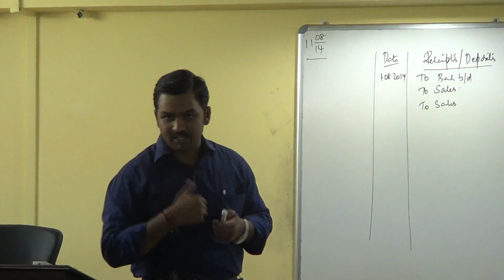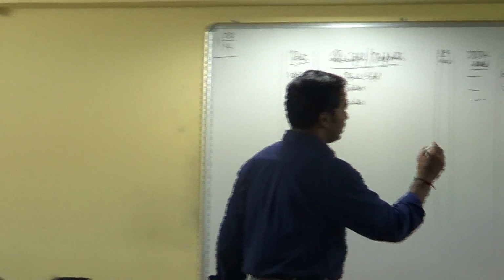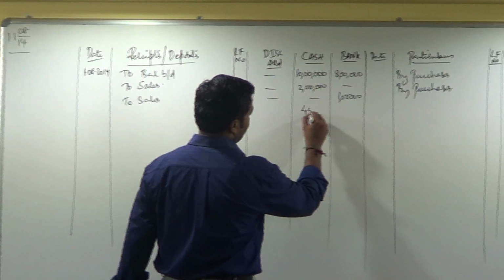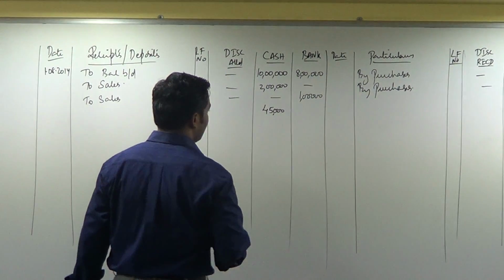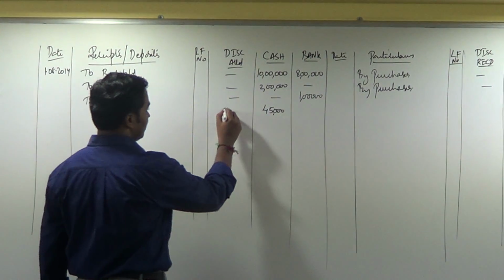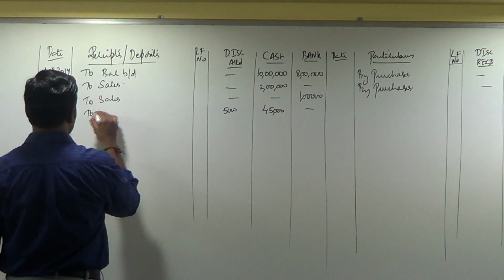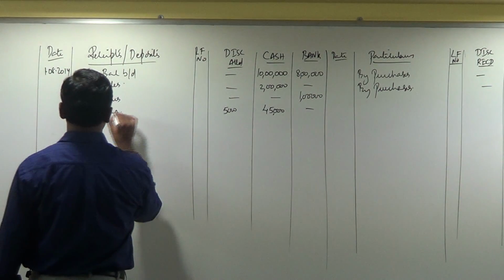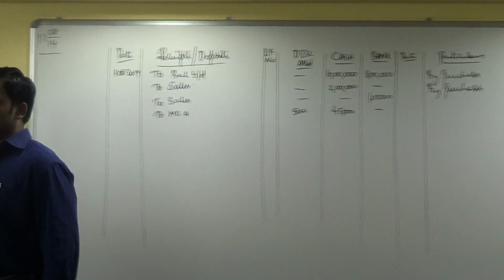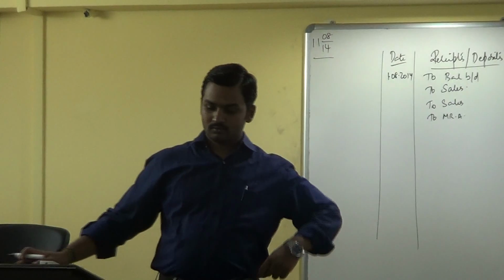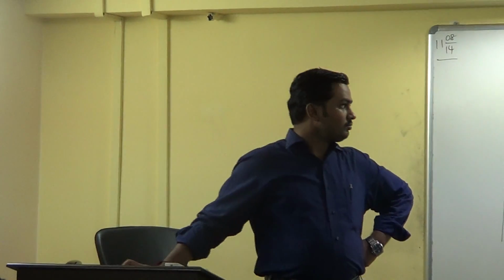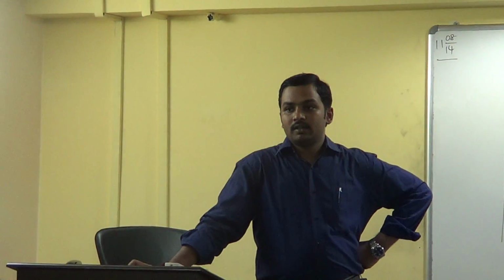It's a receipt of cash. You are receiving cash. So the cash column will write 45,000. We are also suffering a loss of how much? 5,000. Who is giving this cash and loss to us? To Mr. A. Next.